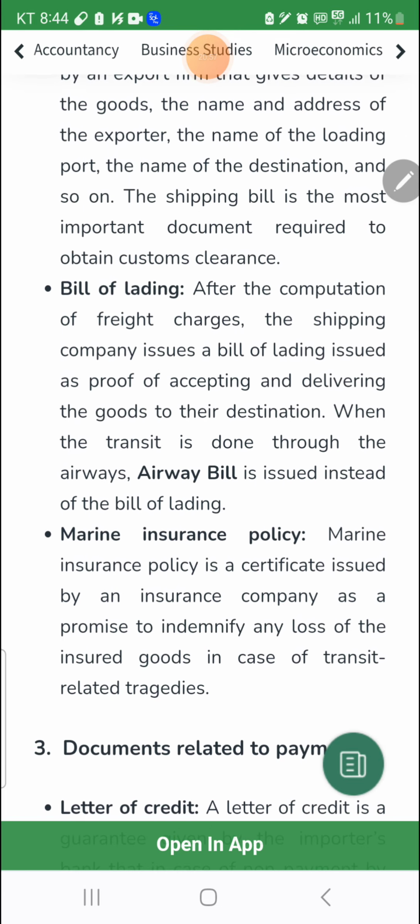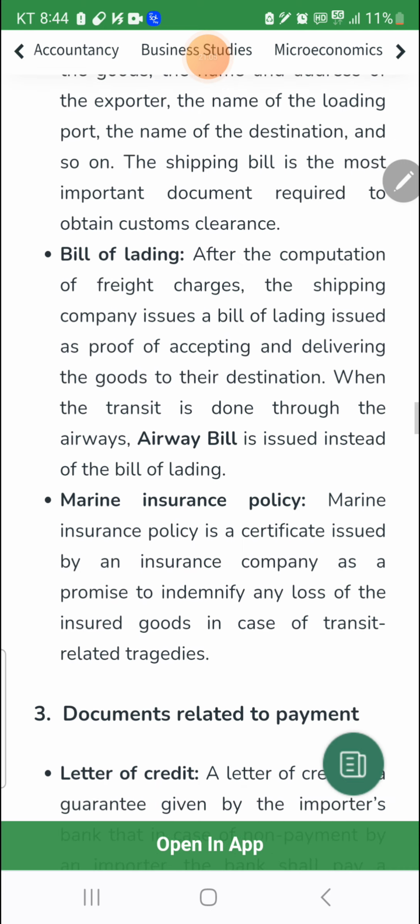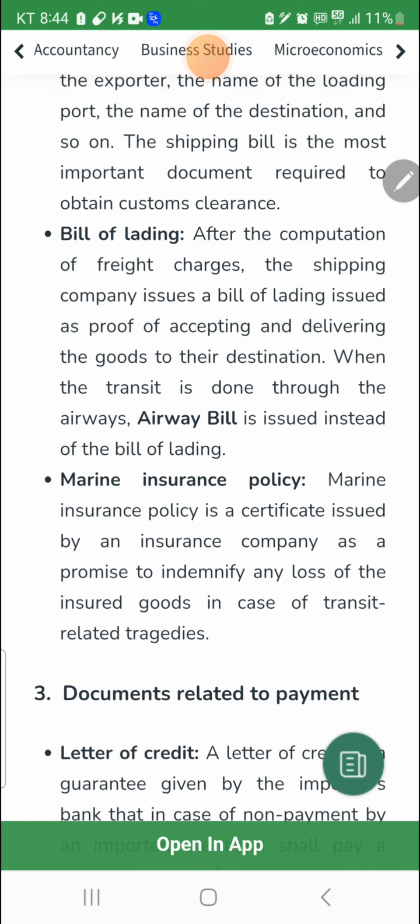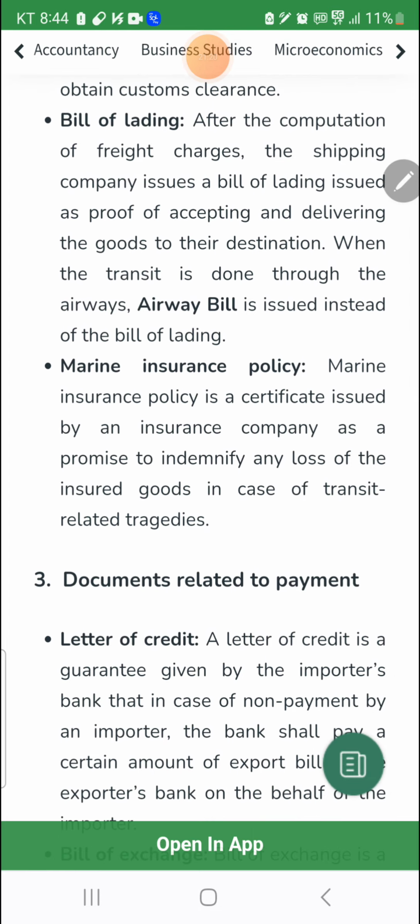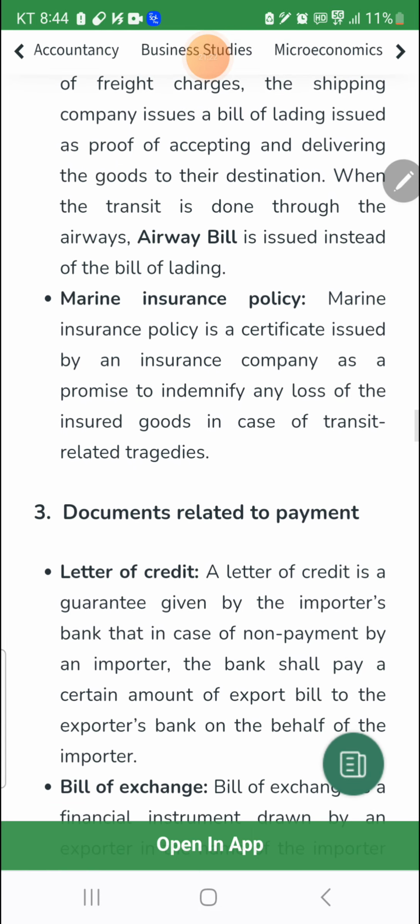Bill of lading. After the computation of freight charges, the shipping company issues a bill of lading as a proof of accepting and delivering the goods to their destination. When the transit is done through the airways, airway bill is issued instead of the bill of lading. So they are comparable documents or procedures.